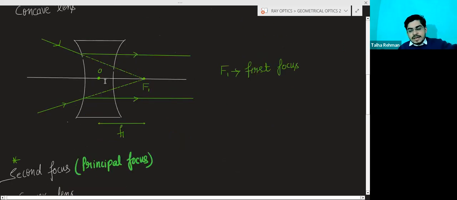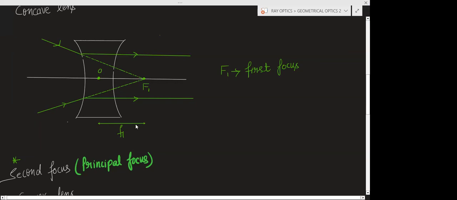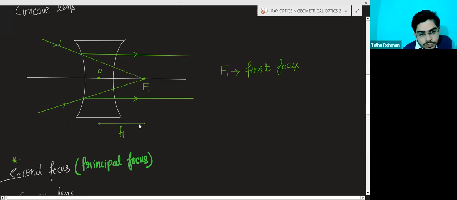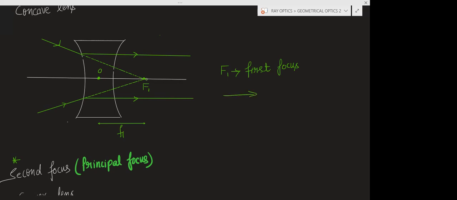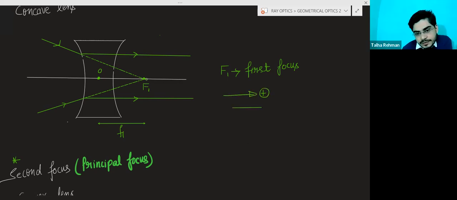Okay. Now tell me, Matthew, this f1 will be positive or negative? It will be positive, right? Yeah, it is positive. This is positive because to measure this distance, you will move from optical center like this, means you are going to the right, so that's in the direction of the incident ray. So this is the direction of the incident ray. This is positive, okay?